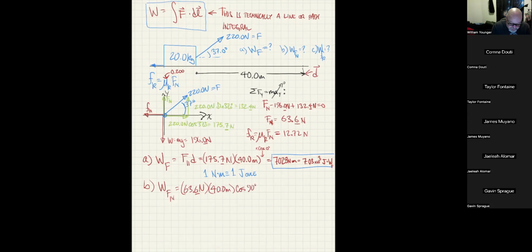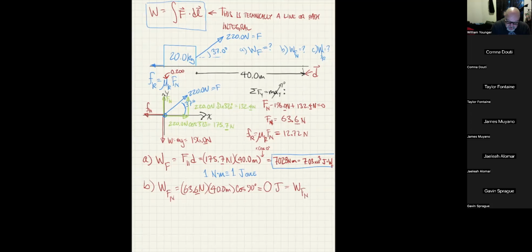And does anybody know what the cosine of 90 is? One. Close. The cosine of 90 is 0. There you go. The sine and cosine, you get them all mixed up, right? So that's the work done by the normal force.